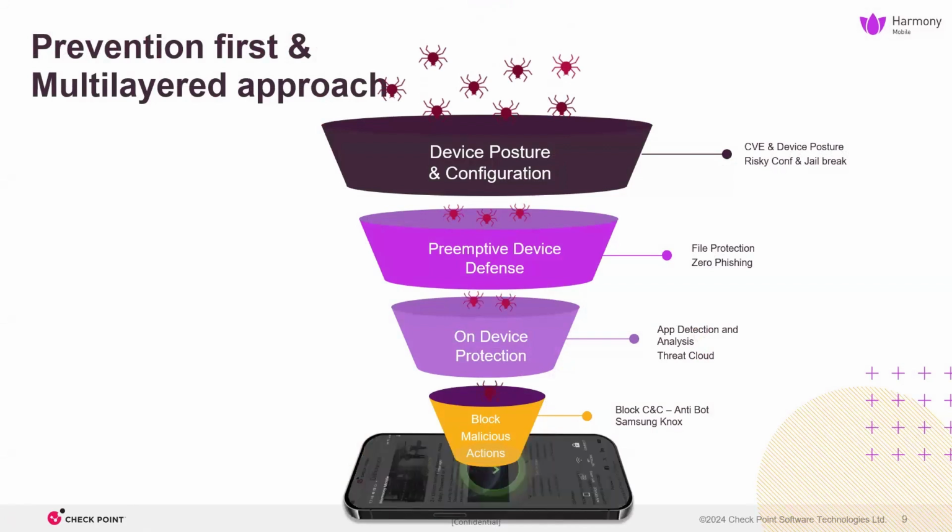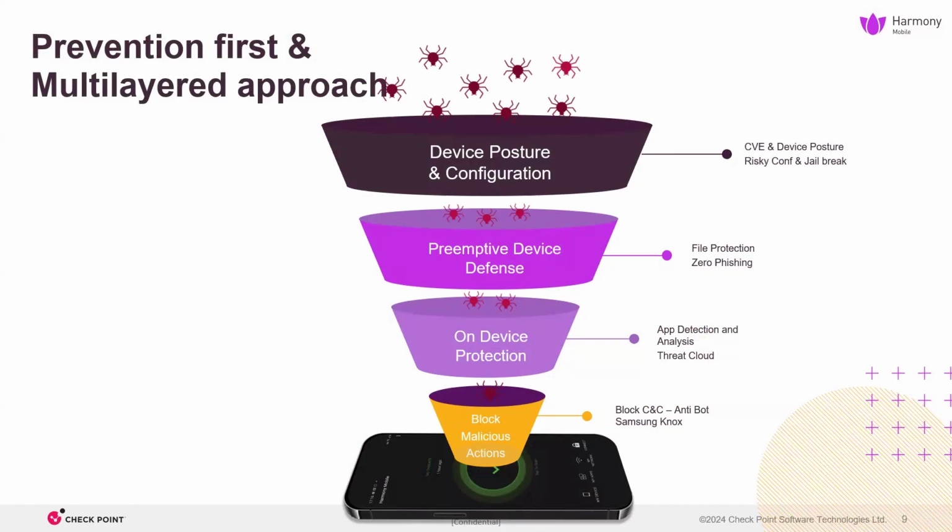I mentioned the four different attack vectors, but we deploy four layers of protection. So on the top, we have the device posture and configuration. It's kind of our first line of defense. That's all about the risky posture, any CVEs, any device posture configurations you'd like in your environment. And then we do preemptive device defense, which is protection from phishing, protection from downloaded files before they reach the device.